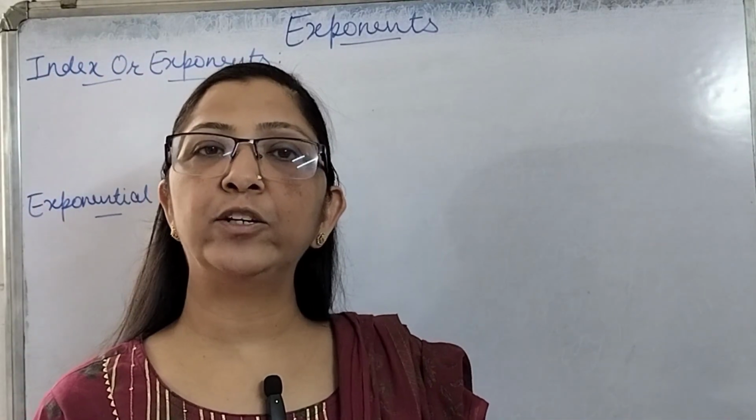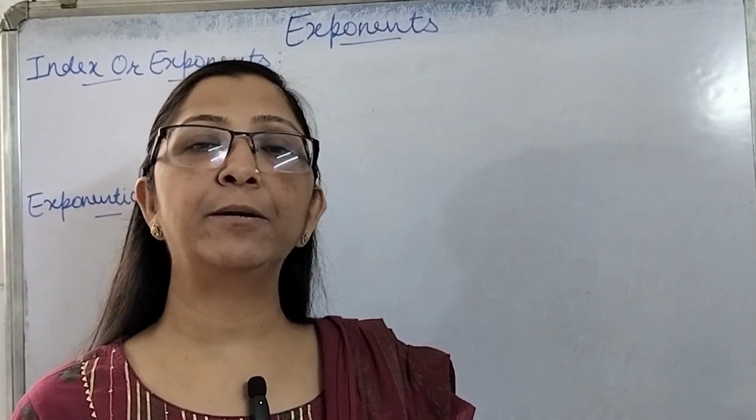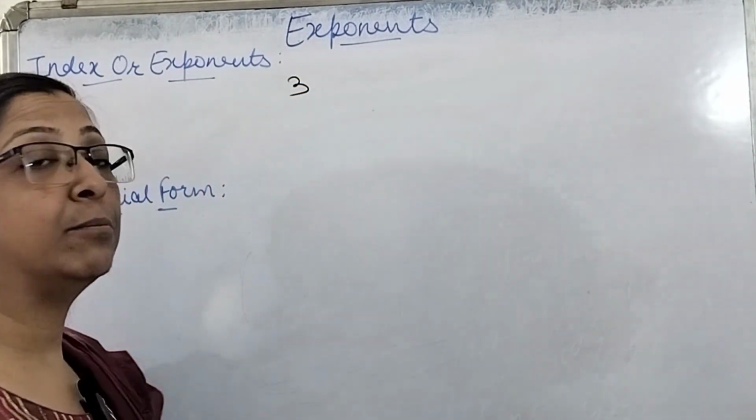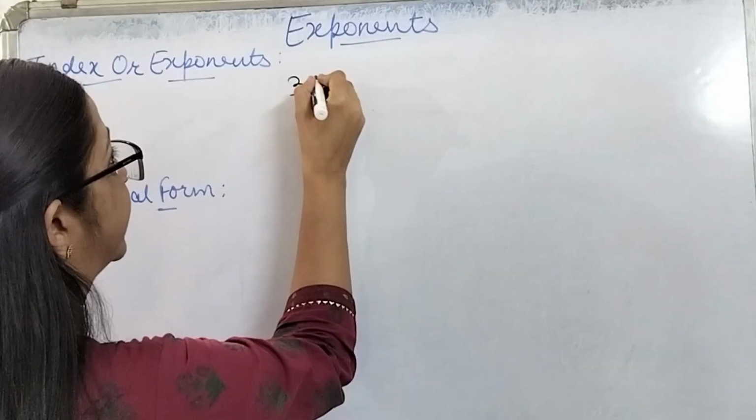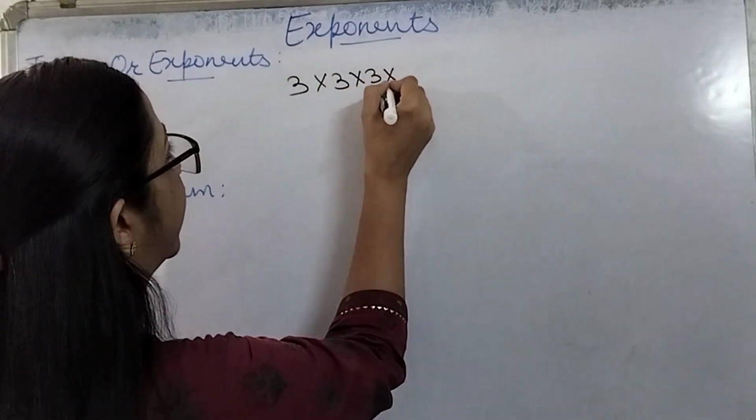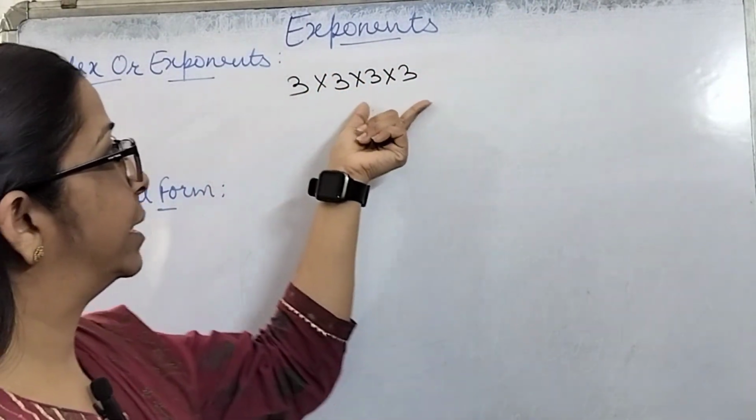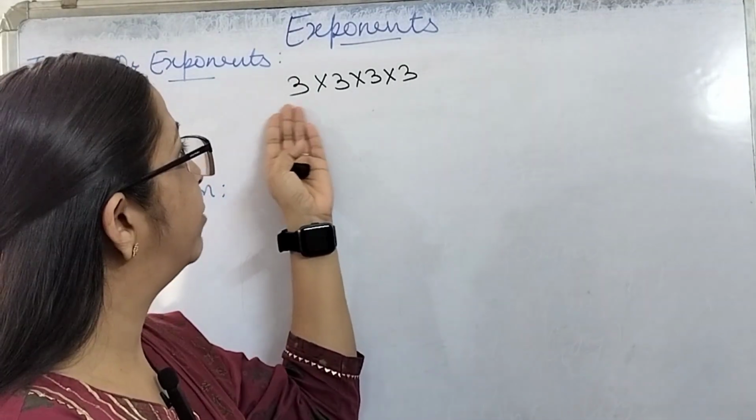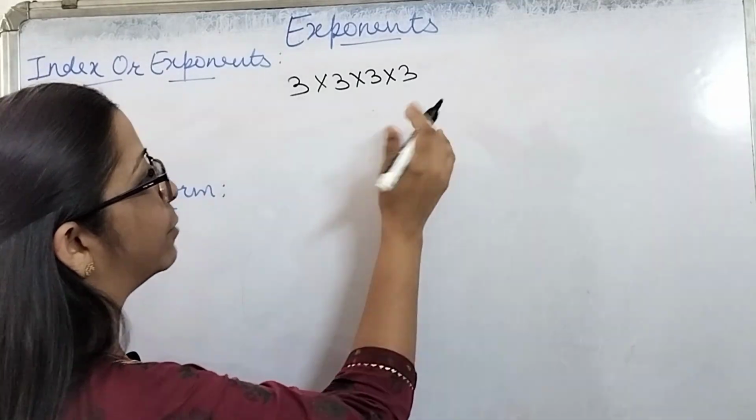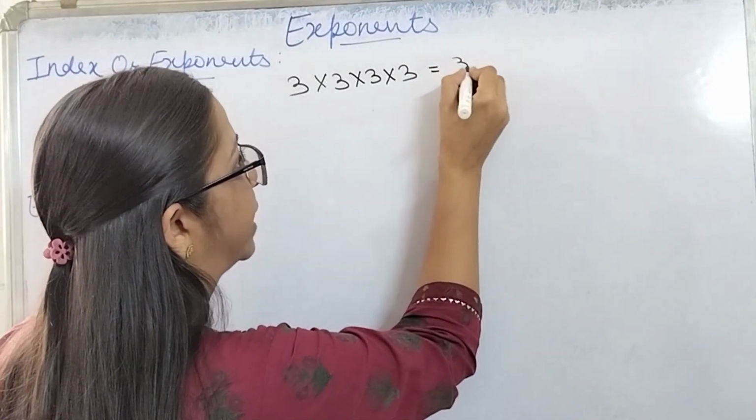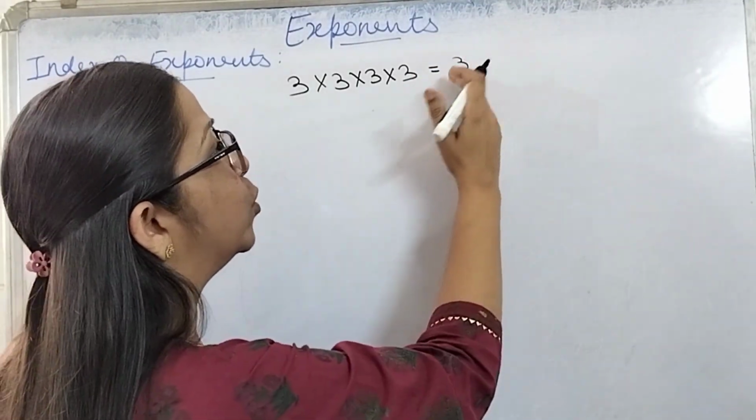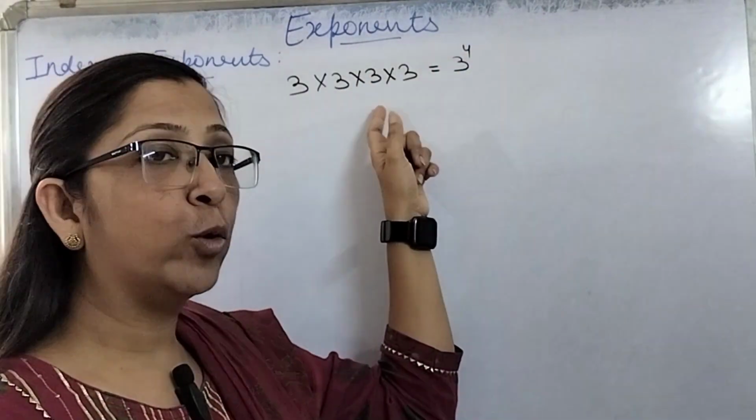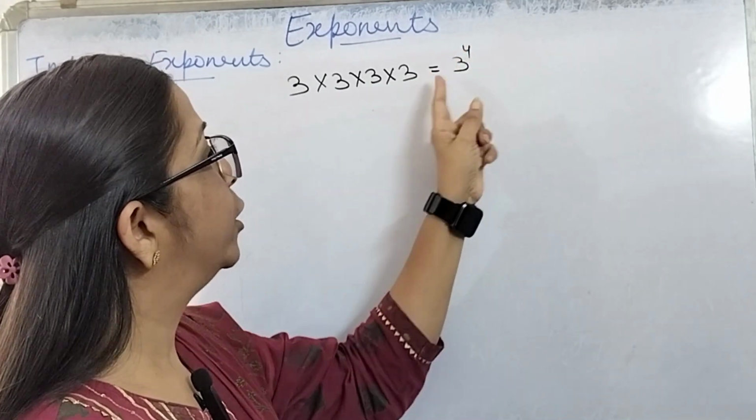Suppose we have a number and this number is multiplied by itself multiple times. Suppose we have the number 3 and we are multiplying it 4 times. So 1 time, 2, 3 and 4 times. If the same number is multiplied multiple times, here we have taken the number 3 and multiplied it 4 times. So how can it be written? We write 3 and, slightly raised towards the right of the 3, we write 4, because 3 is multiplied 4 times.